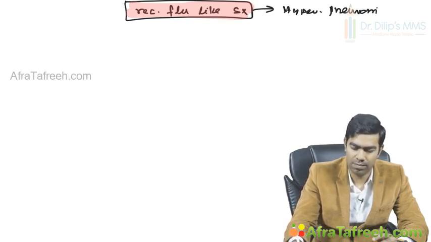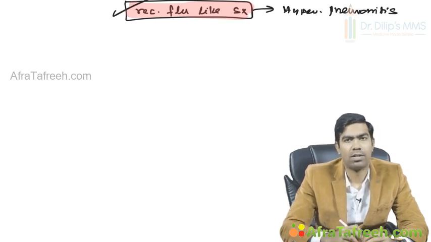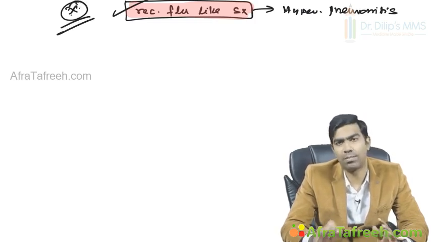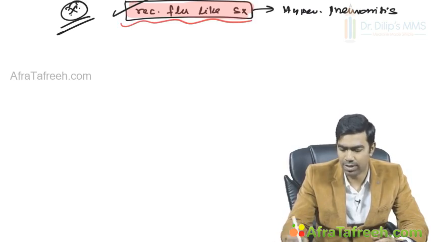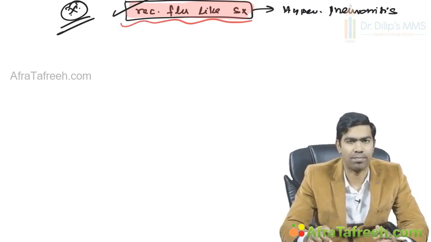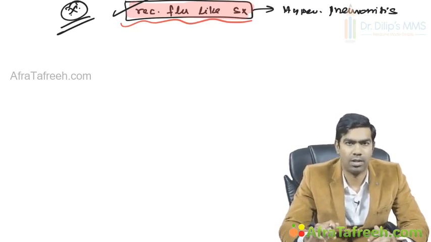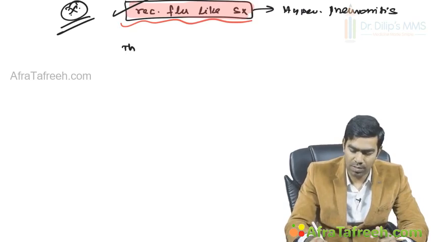This is a very, very important clue. Clear? Most important, because you have to know in exam how to find out. This is the gold. This is the key. This is where your money is in exam. Recurrent flu-like symptoms: think about hypersensitivity pneumonitis in exams. Clear? Then what is the response?